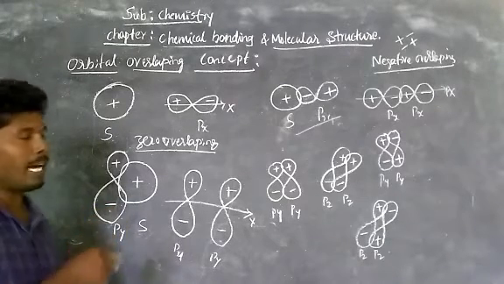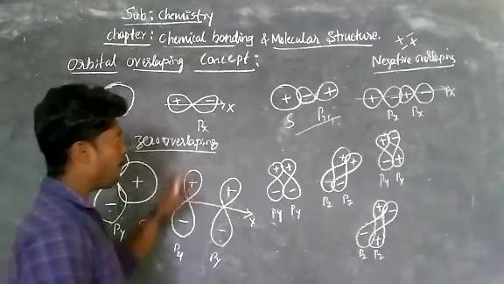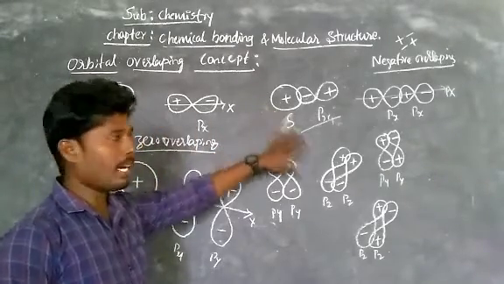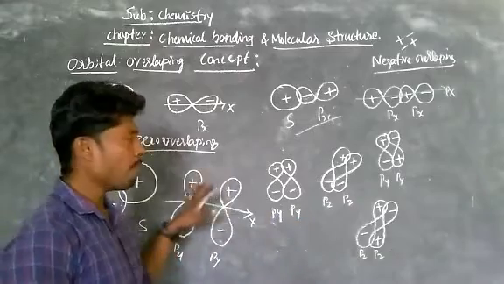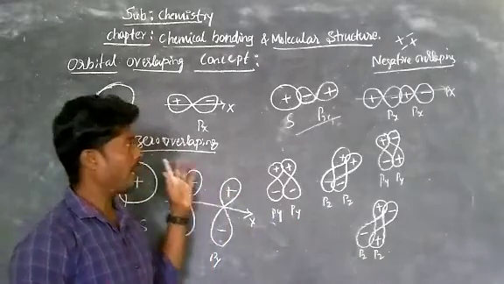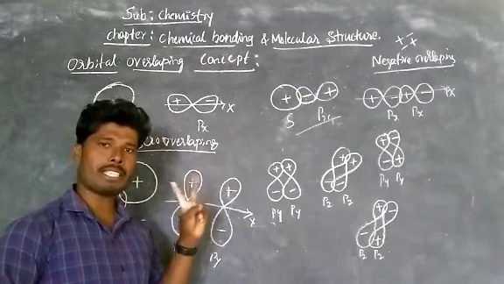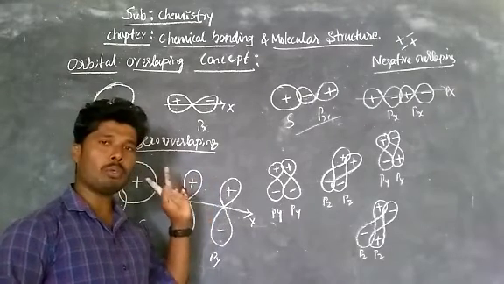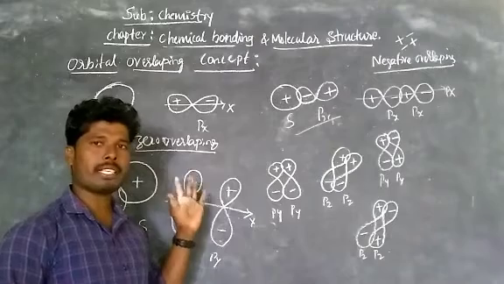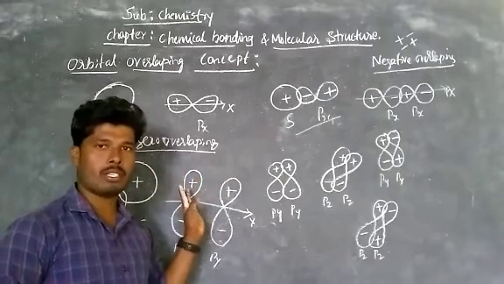Okay, these are the three types of overlapping of orbitals. Now, by overlapping of these s and p orbitals and pp orbitals, pi bond and sigma bond form in case of covalent bond. Again the covalent bond is classified into two types. One is pi bond, one is sigma bond. Now we have to know how the pi bond and sigma bond is formed by overlapping these orbitals.